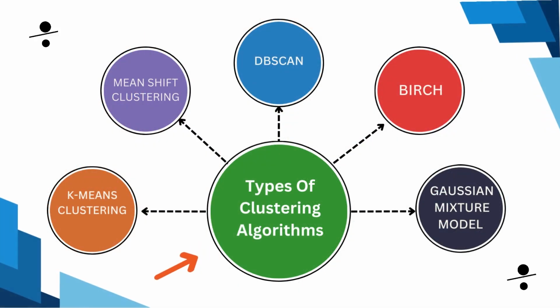Some examples of clustering algorithms used in AI and machine learning: k-means clustering, mean-shift clustering, density-based spatial clustering of applications with noise, balanced iterative reducing and clustering using hierarchies, and Gaussian mixture model.